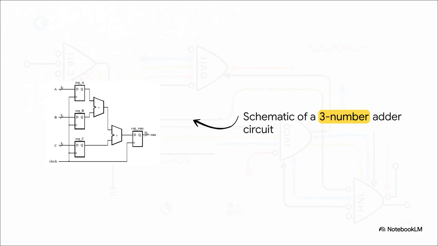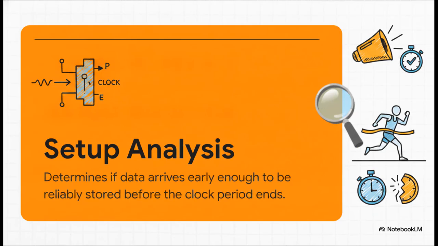So let's look at a real-world test case to see how this software detective actually works. Consider a schematic for a 3-number adder circuit. It's designed to take 3 8-bit inputs, A, B, and C, clock them into initial registers, run them through 2 adders, and finally store the result in a final sum register. It's definitely a bit more complex, and finding the exact delay through those adders isn't exactly something we want to just guess at. But before we unleash our software detective on that adder, we need a quick refresher on the 2 main rules of the race.